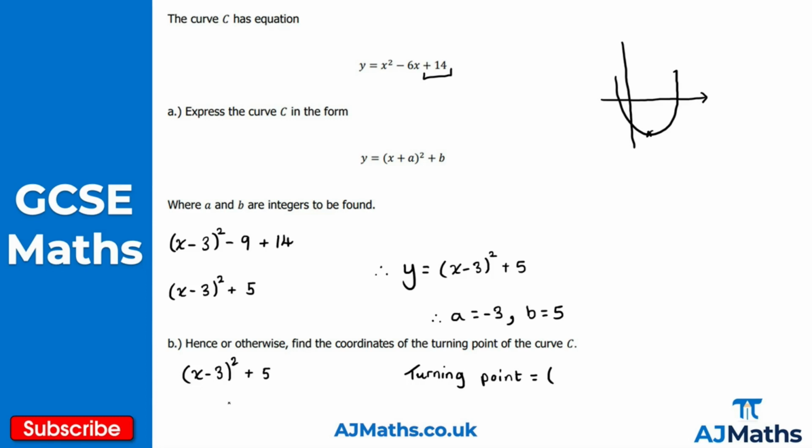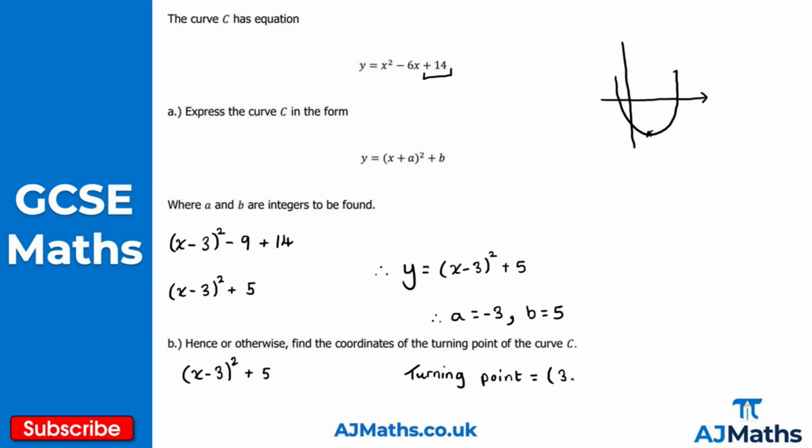Now be very careful. It's not going to be minus 3, but it will be positive 3 for the x coordinate. So if this is x minus 3, the x coordinate of the turning point is positive 3. If it would have been x plus 3, then it would have been minus 3. If this is x minus 1, the x coordinate would have been positive 1. So you can see that it's the opposite sign.